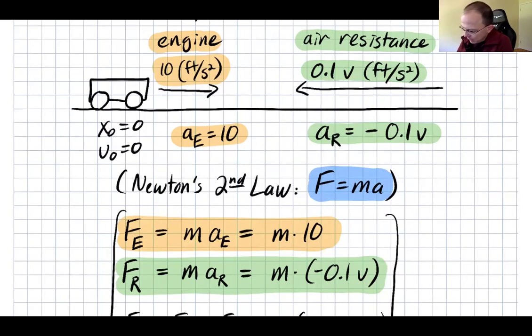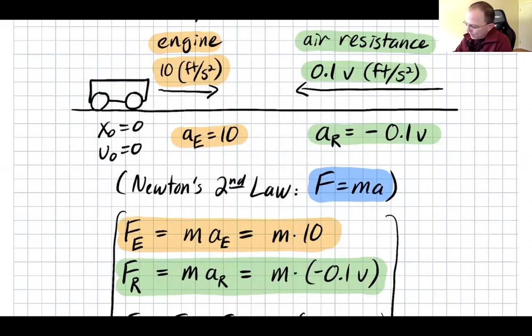So that means the acceleration for the engine is 10 feet per second squared. And the acceleration given by the air resistance is going to be negative 0.1 times the velocity, feet per second squared. It's negative because it's a deceleration as opposed to an acceleration.